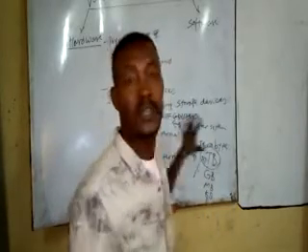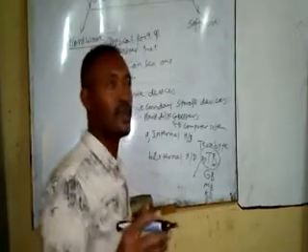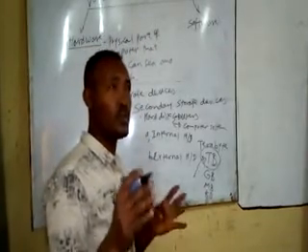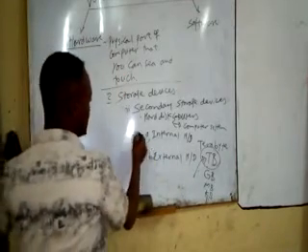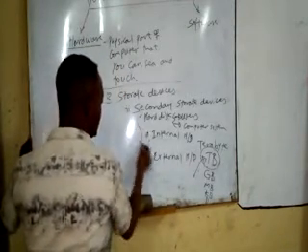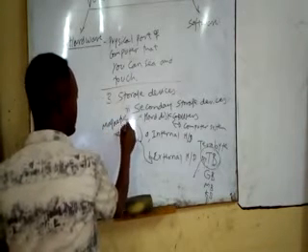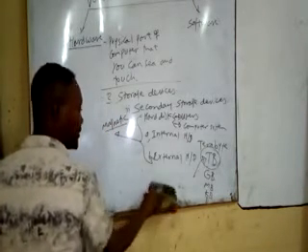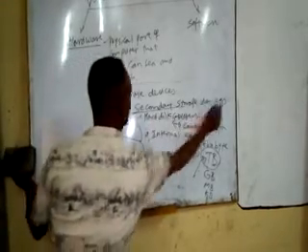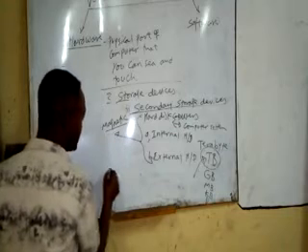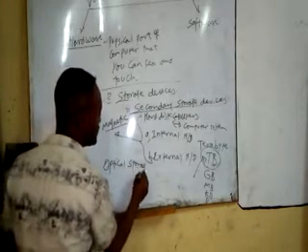So what is the next secondary storage device? Secondary storage devices can be grouped into hard disk, I mean magnetic, and there are also other storage devices which are under secondary storage devices. The other is optical storage device.